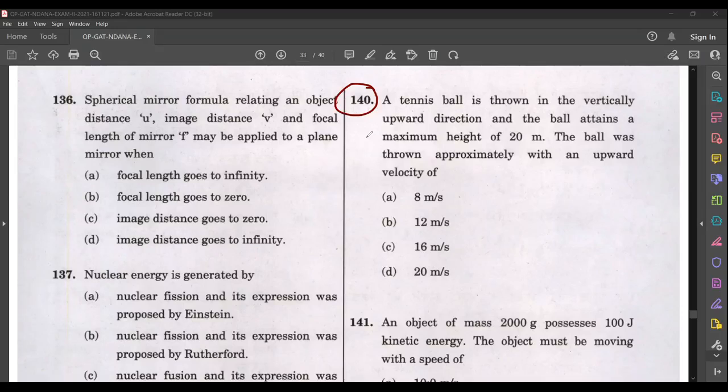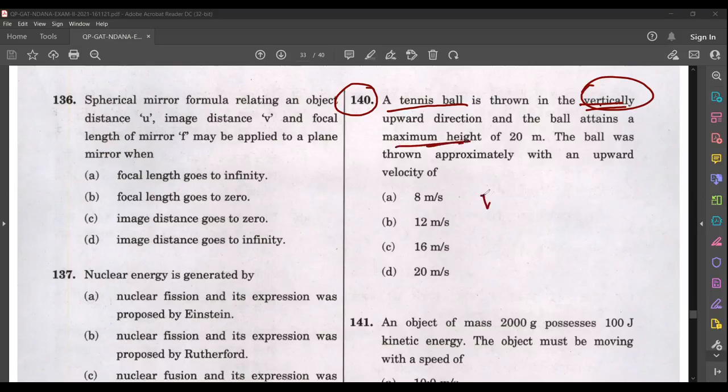Question number 140. A tennis ball is thrown in the vertically upward direction and the ball attains a maximum height of 20 meters. The ball was thrown approximately with an upward velocity of 8 meter per second, 12 meter per second, 16 meter per second, 20 meter per second. So what is the correct answer? This is a very direct question, isn't it? A tennis ball is thrown vertically upward, and the ball attains maximum height.